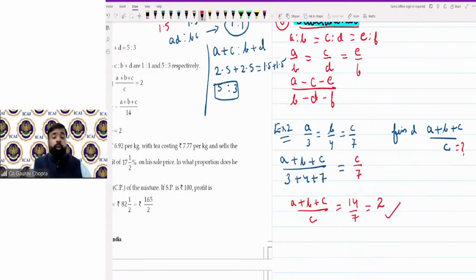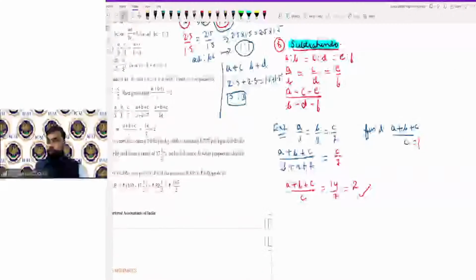Here, by looking at the question, you will know which property to apply. Since there was addition in between, you have to apply addendo. If there is a subtraction sign, then we have to apply subtrahendo. Upon had C, that is why we compared with C upon 7. If upon had B, you would compare with B by 4. If upon had A, then we have to compare with A by 3. So whatever is the requirement, you can apply the property. So this was example number 2.